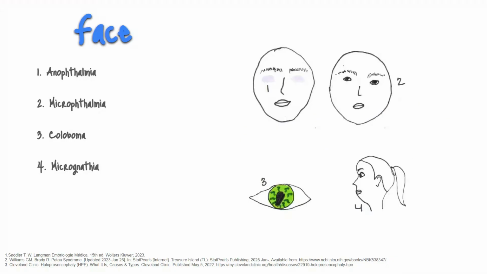Continuing with face, they can have anophthalmia, which is the absence of eyes. They can have microphthalmia, which is when the eyes are very small. They can also have a coloboma, which is when the iris, the retina, and or the eyelid fail to develop correctly, and most commonly it manifests as a groove extending from the pupil instead of a round iris. And finally, for the face, they may have micrognathia, which is a small jaw.